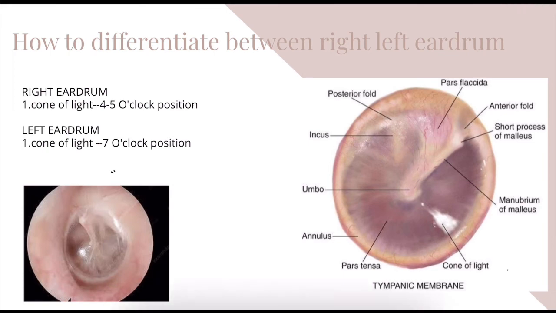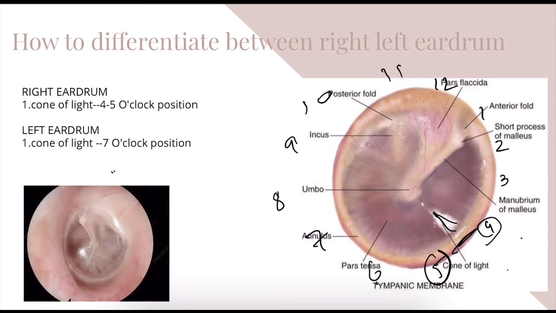Then how will we differentiate between the right and left eardrum? That is how we can tell whether it is a left or right tympanic membrane. In the right tympanic membrane, we can see the cone of light between the 4 and 5 o'clock position. And in the left tympanic membrane, we can see the cone of light at the 7 o'clock position.